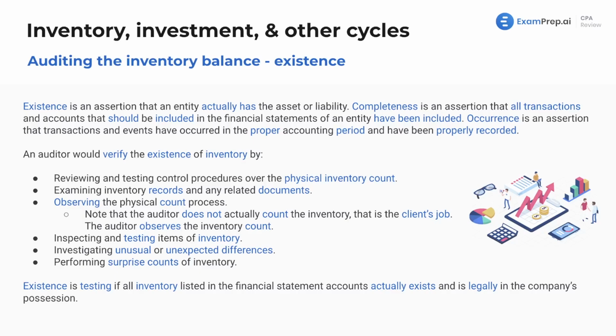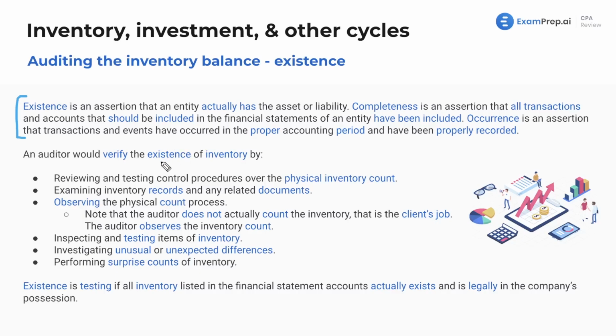Let's talk about the existence assertion. This is taken, we see this exact comparison and wording from our other cycle lesson. Going over this, I want you to memorize it. I want you to have this down. And just to reiterate also, one procedure can assist with multiple assertions.